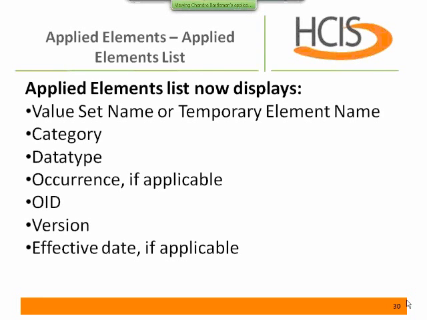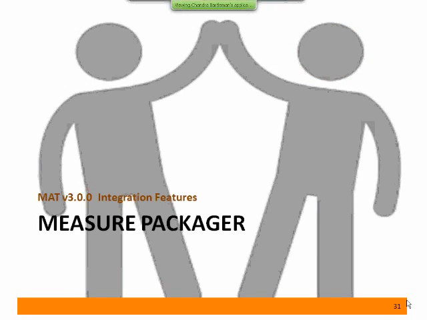The data displayed for an applied element is expanded and will now include the value set name or temporary element name, QDM element category, QDM element data type, occurrence if applicable, the value set OID, the value set version, and the value set effective date if applicable. In addition to the UMLS login features and the additional functionality within the QDM Elements subtab, Measure Packager has also undergone a makeover.